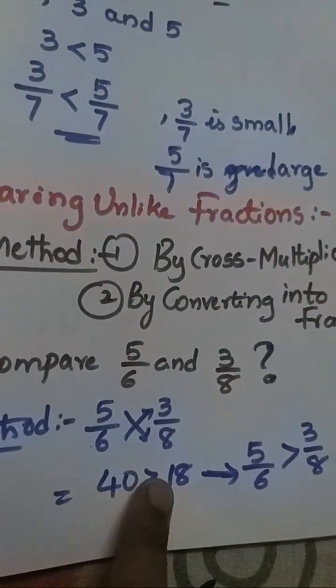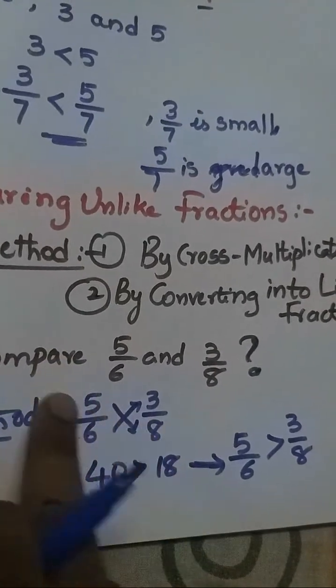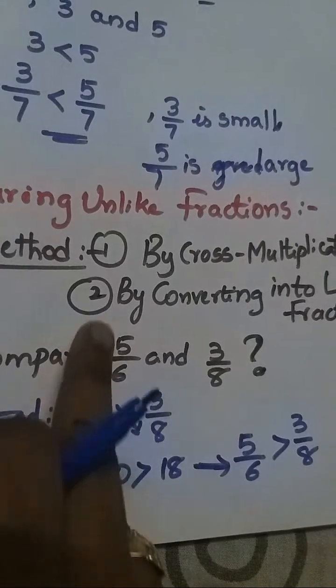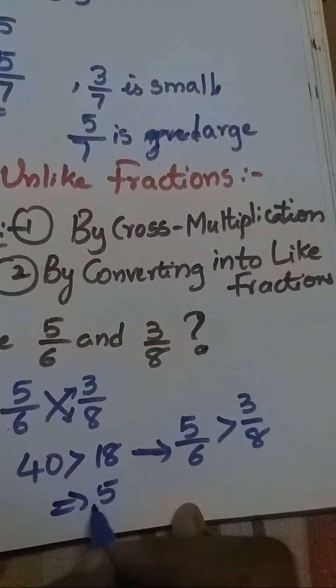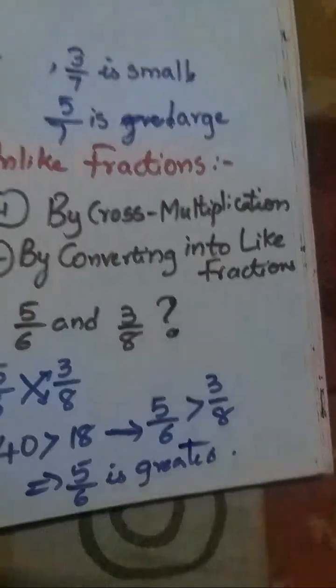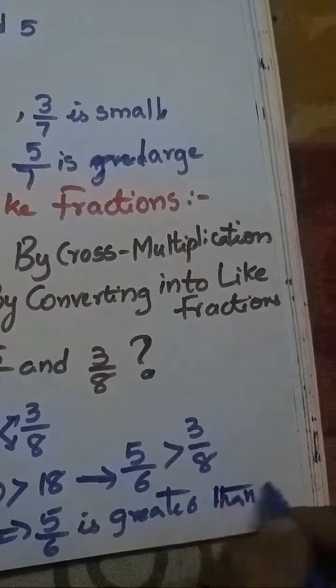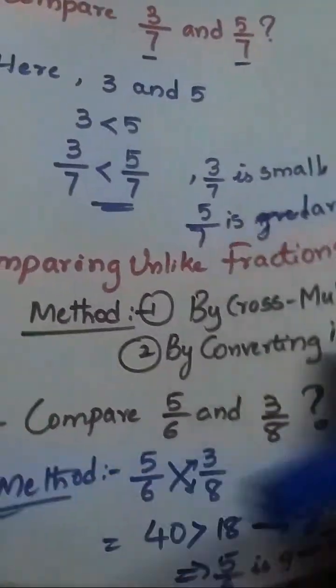Then 40 is greater than 18. 40 is this one: 5 eights are 40, no? So 5 by 6 is greater than 3 by 8. Like this we have to compare, children, using the first method.